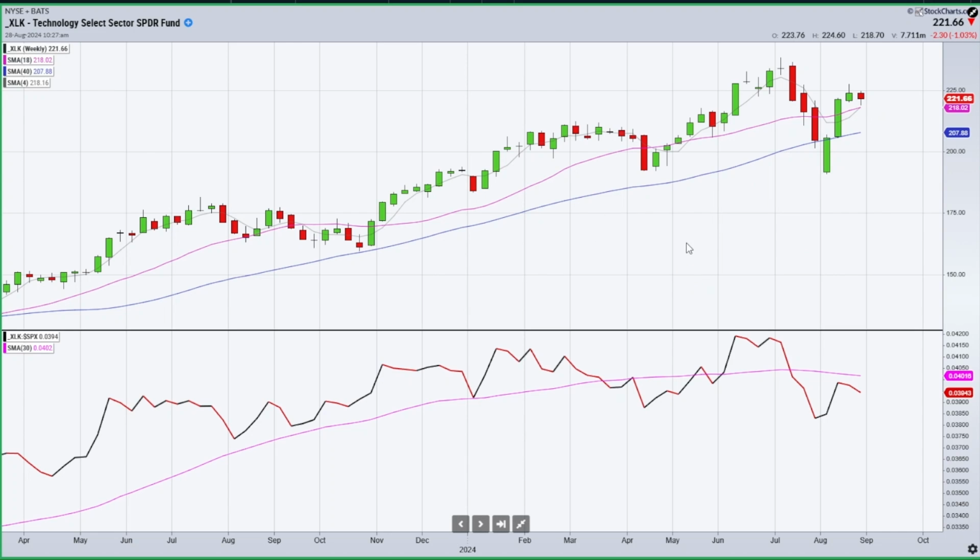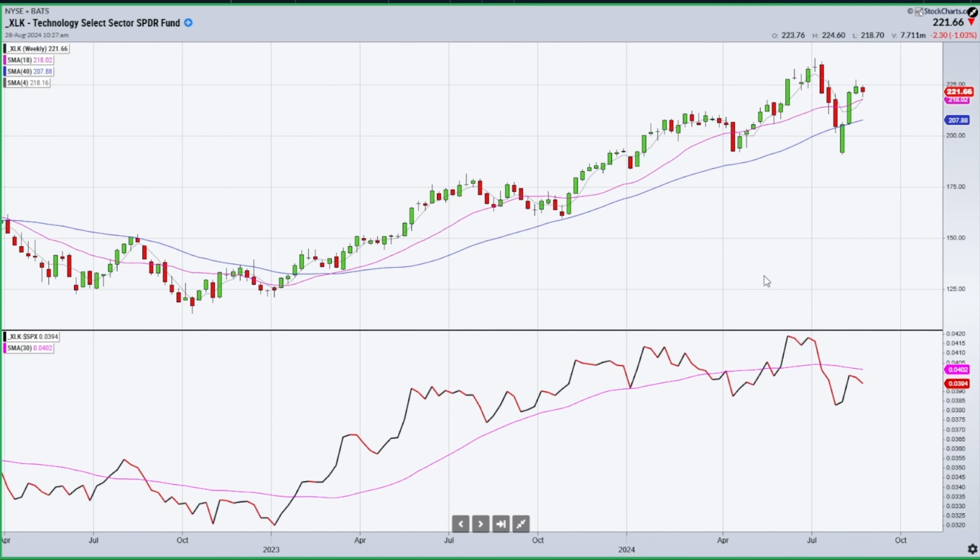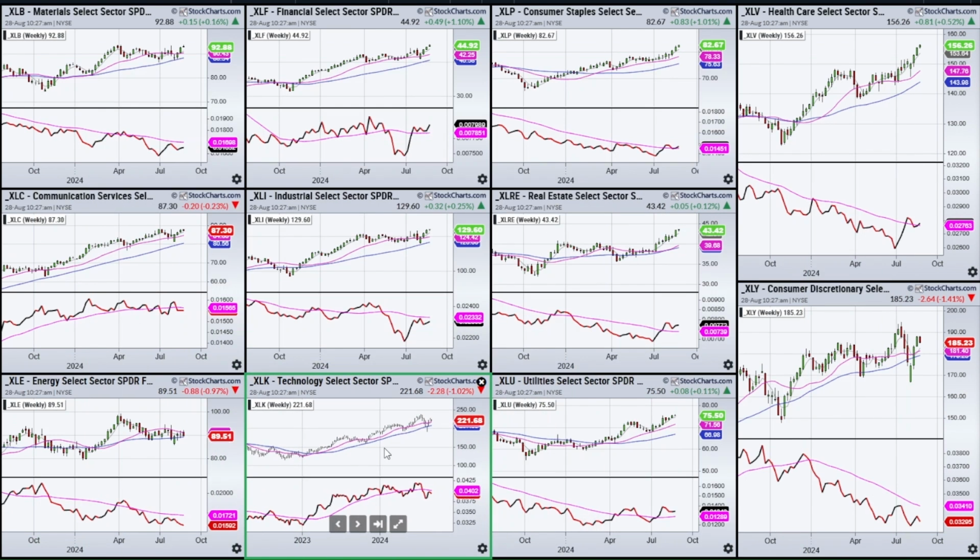So what does that mean to me? I mean, what I'm looking for are patterns where we get an agreement. We want price and relative strength to be in agreement on one direction or the other. And this is showing deterioration on a relative basis, but not on a price basis. I don't really consider this to be damaged on a price basis. So what that would tell me is that this is probably short-lived unless we see real deterioration in the price over the next week or two.